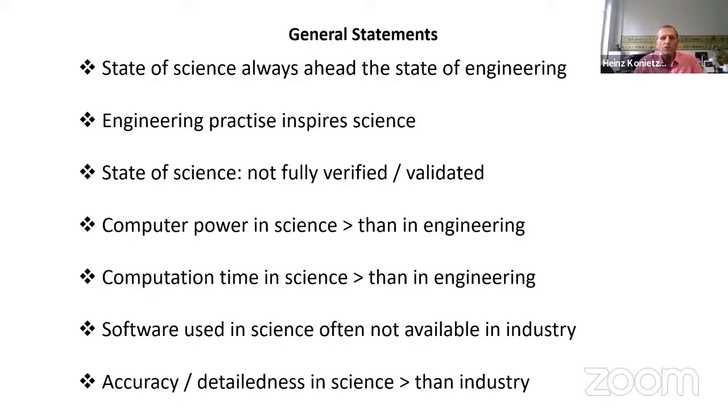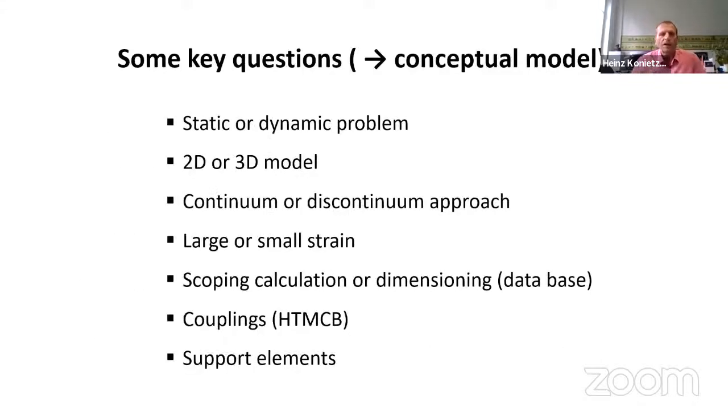We should also take into account that software used in science is often not available in the industry, and that the required accuracy and detailedness in science is often much bigger than what we have to apply in industry. Some key questions. Whenever we start to apply numerical modeling to solve a geomechanical problem, we should ask at least these questions I have listed over here. And this should be done in a kind of conceptual model or conceptual modeling phase.